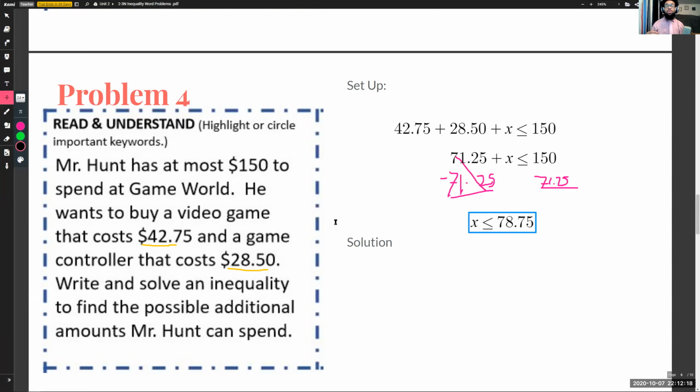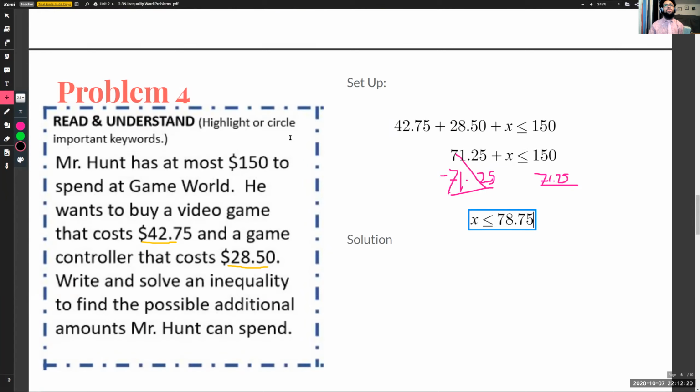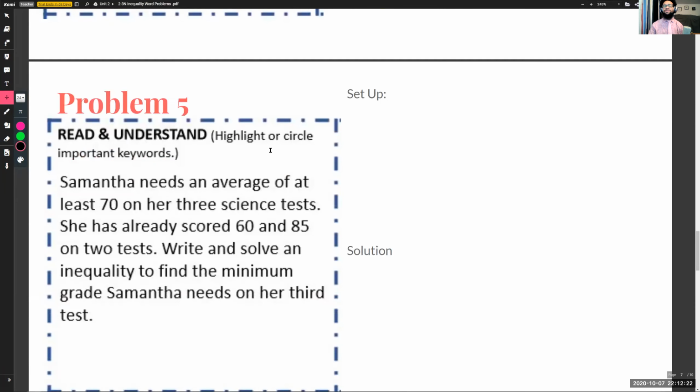All right, so I'm going to do one more problem, and then I want you all to start working on these yourselves, okay? And if you have any questions, once again, go back to the Zoom chat and ask me. Samantha needs an average of at least 70 on her 3 science tests. She has already scored 60 and 85 on 2 tests. Write and solve an inequality to find the minimum grade Samantha needs on her 3rd test.